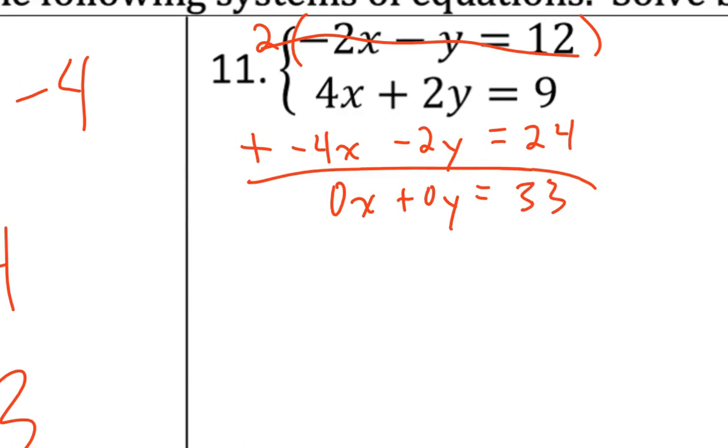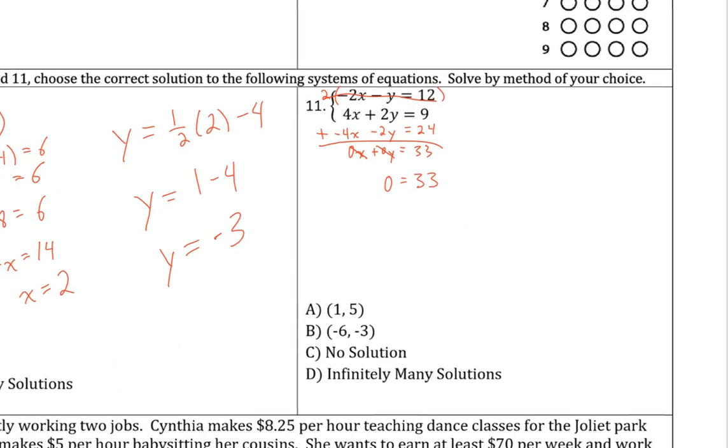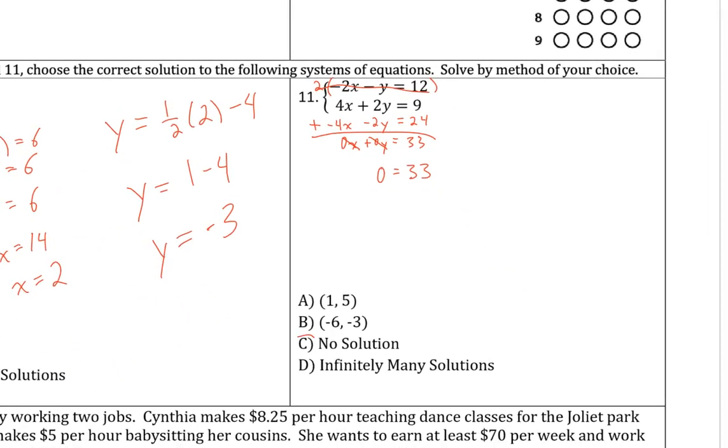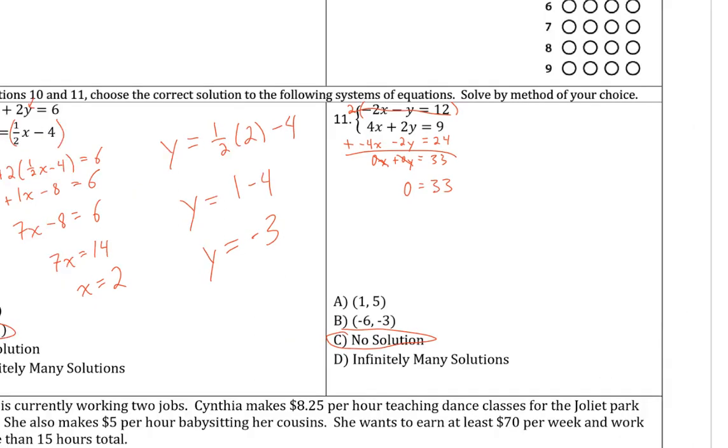So if I think about it, 0 times anything is 0. And 0 plus 0 gives me 0. So I have 0 is equal to negative 33. As we know, that's not correct. So we'd end up with no solution. Had I arrived at something like 5 is equal to 5, or x is equal to x, then I would have infinitely many.